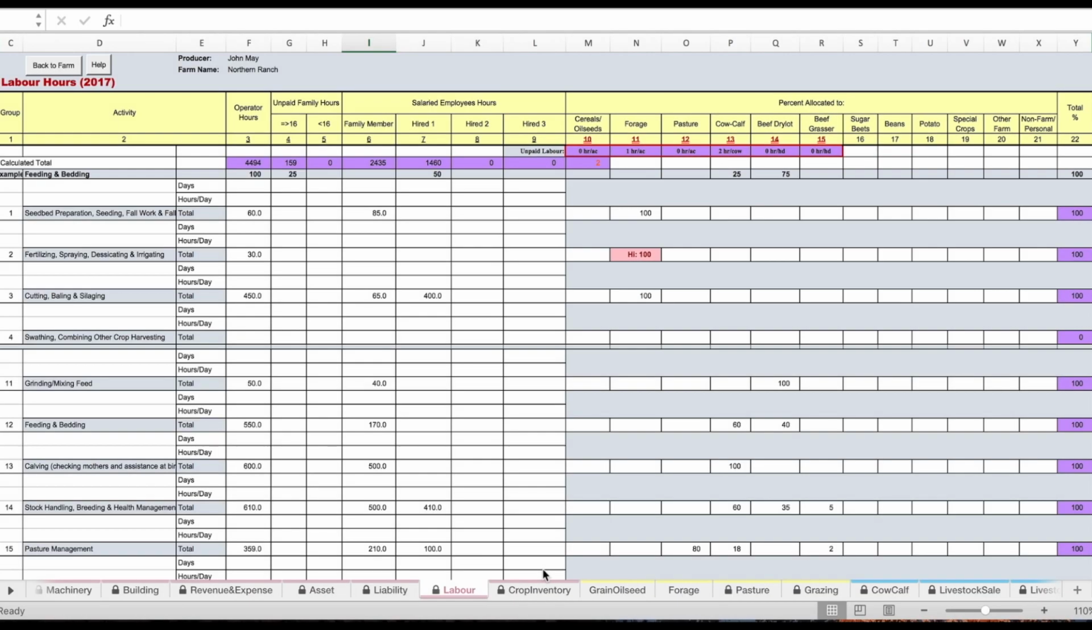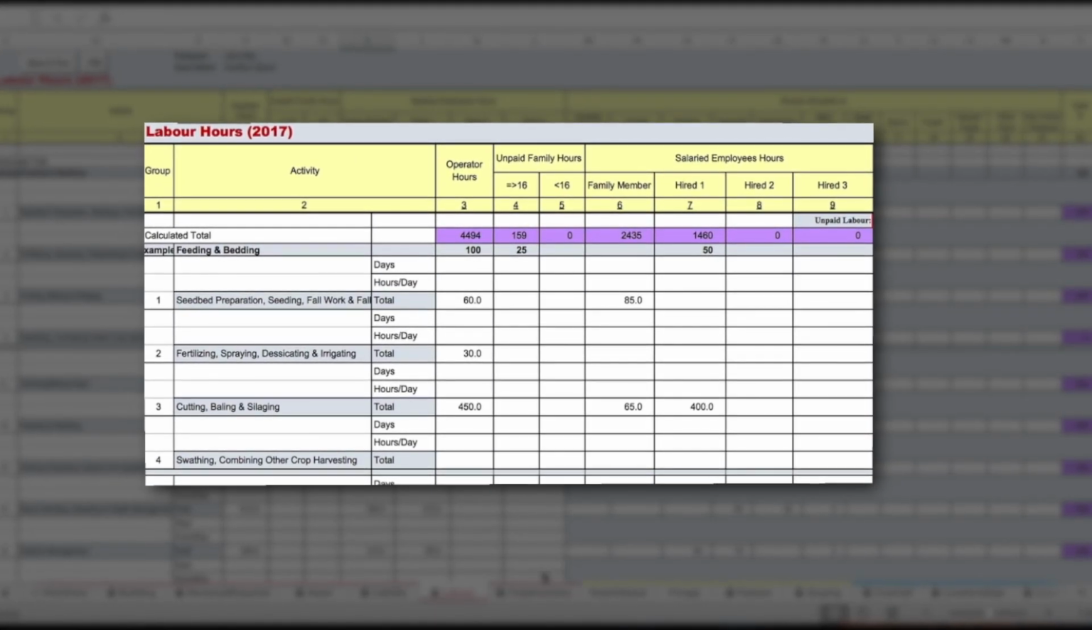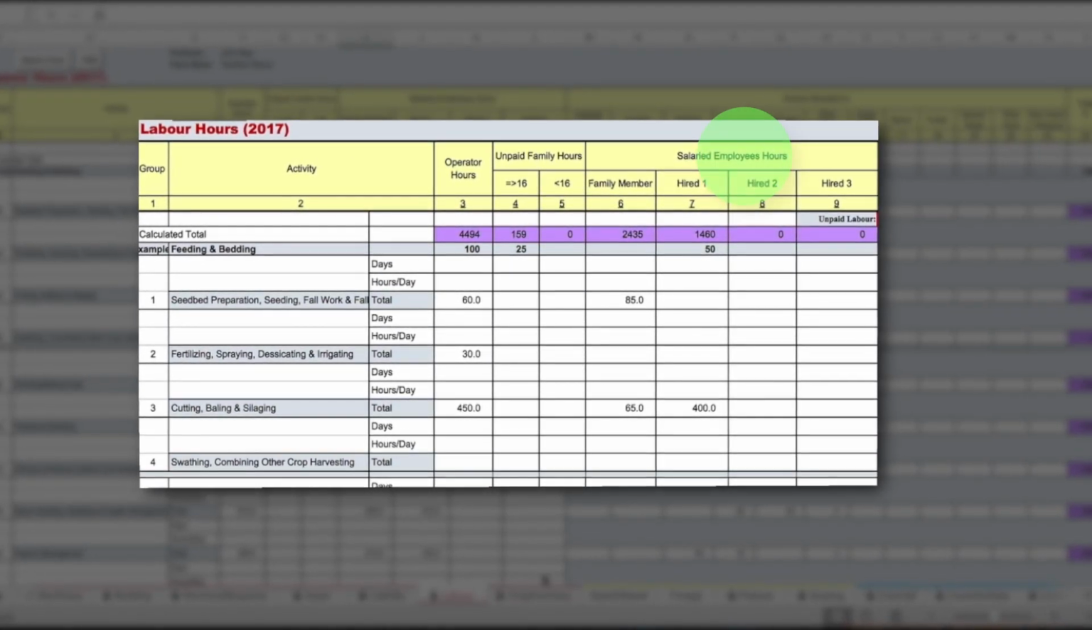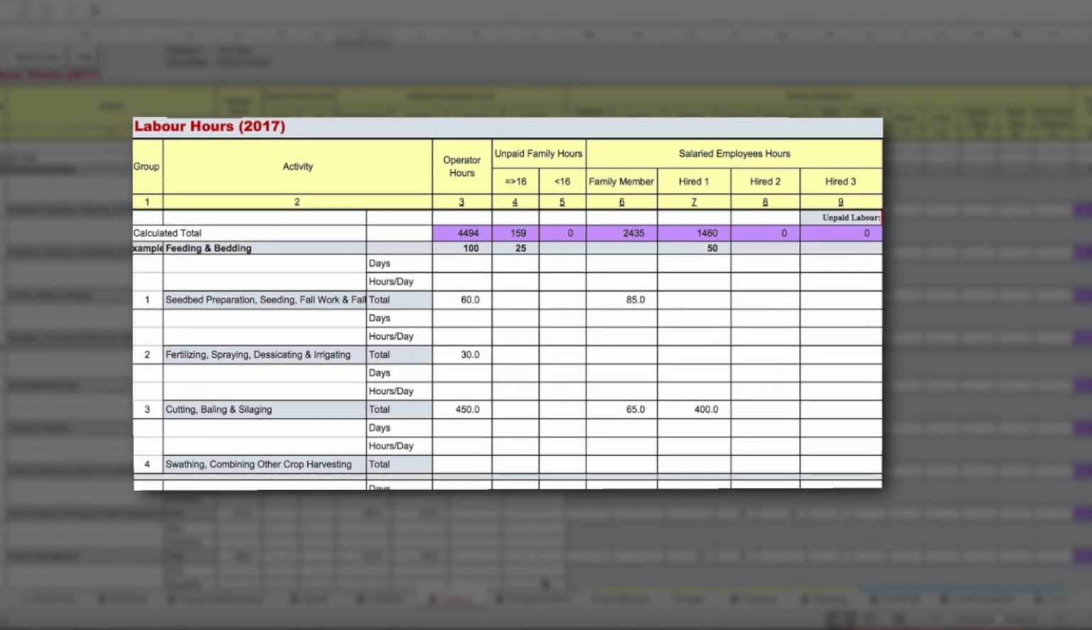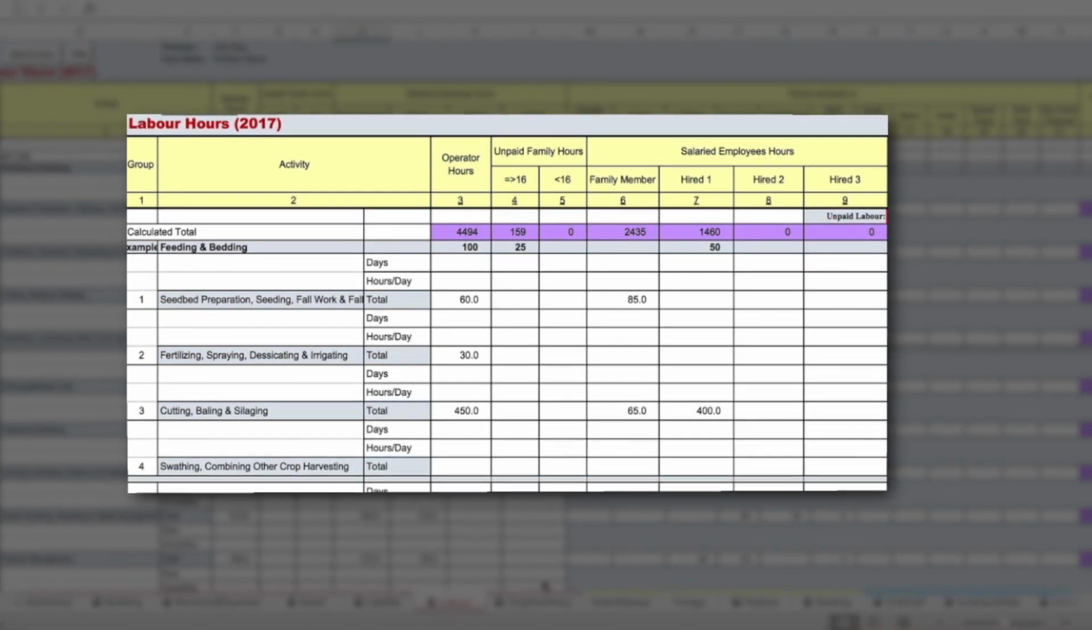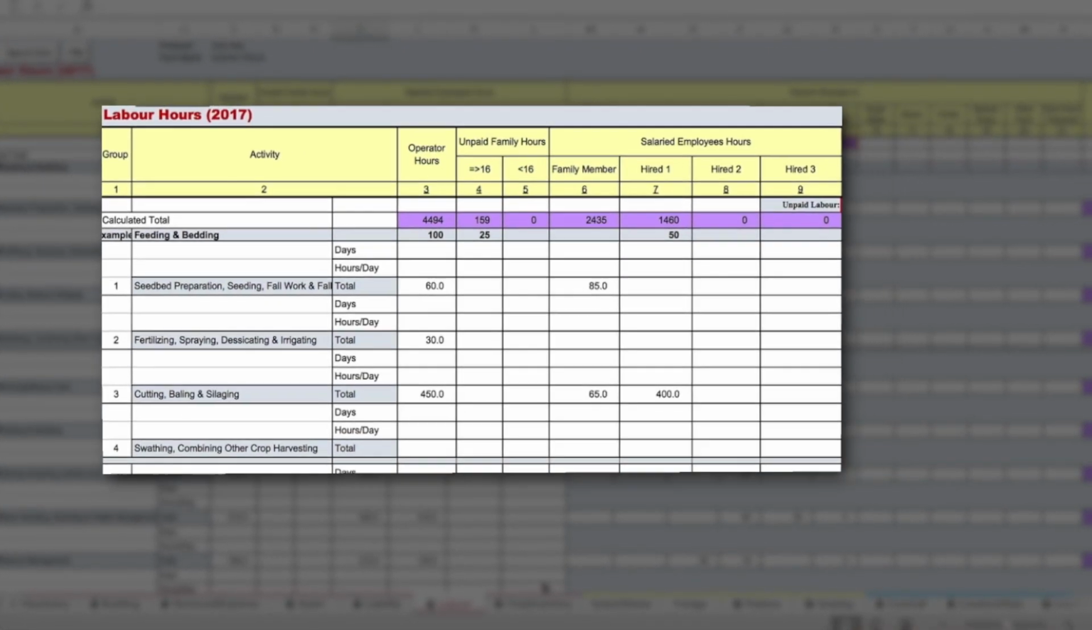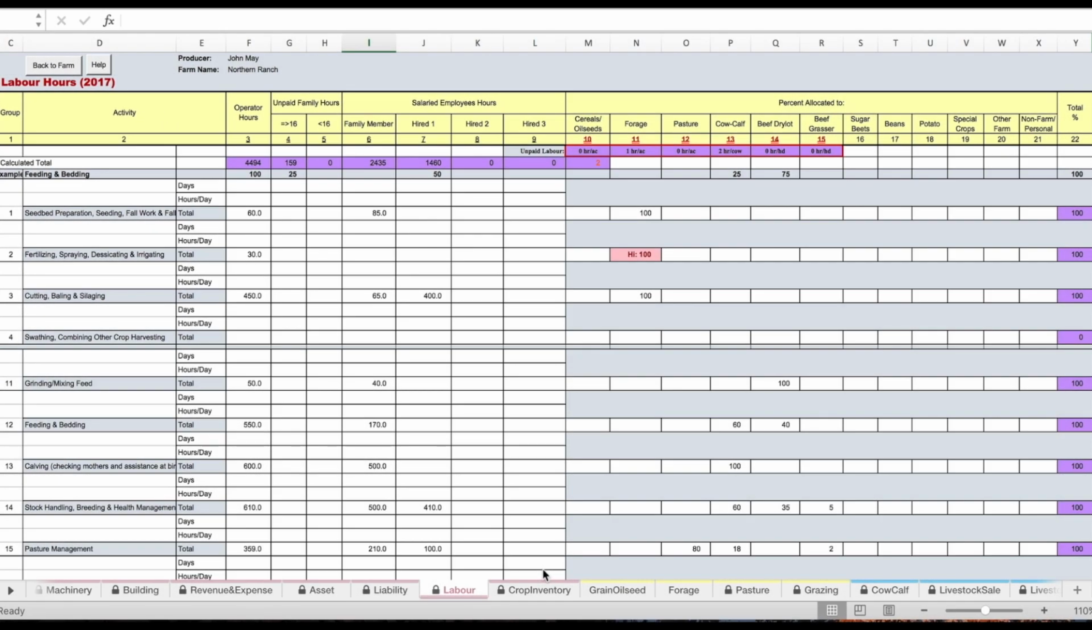The allocation of labor and its cost is important in calculating the cash and non-cash expenses in the cost of production. Most farm businesses do not typically record labor in this sense. Salaried employees' hours are often recorded, but labor hours for the operator or the unpaid family labor are not generally kept or allocated to a specific enterprise.